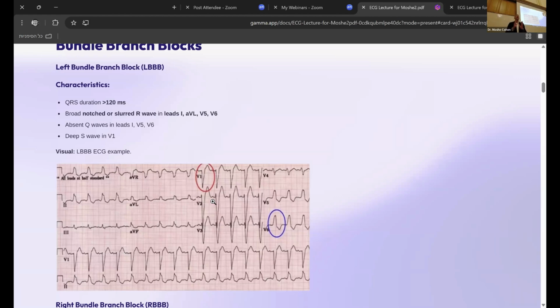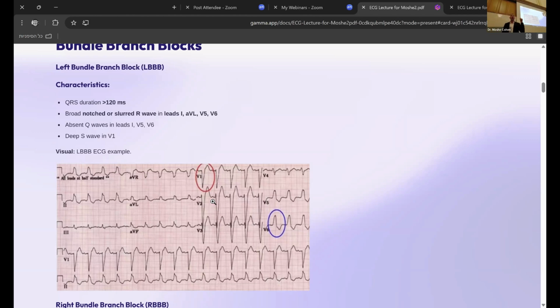So think of it. It's electricity. Why would electricity stop, or why would electricity be delayed? Electricity is delayed because there is damage to the tissue. And what is the most common reason for damage to the tissue? Ischemia. Ischemia or myocardial infarction.